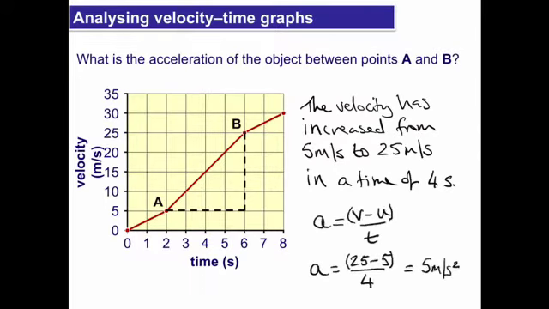So the acceleration is the final speed minus the initial speed divided by the time. That's a change in speed divided by the time. 25 minus 5 divided by 4 is 5 meters per second squared. And you'll notice I'm making sure I'm putting the units in every time, because this is one of those units where there's quite often a mark for knowing it.